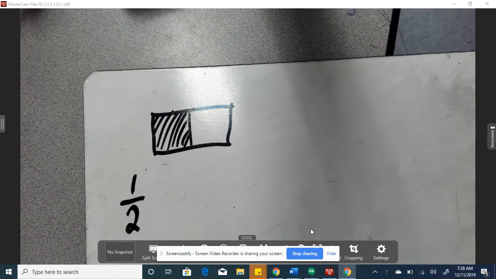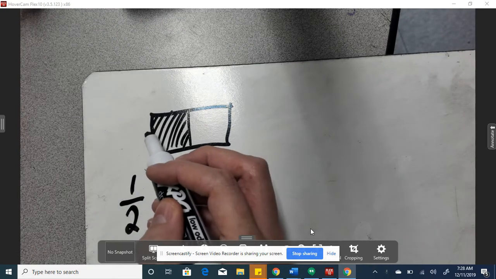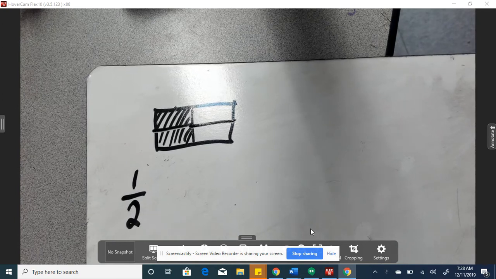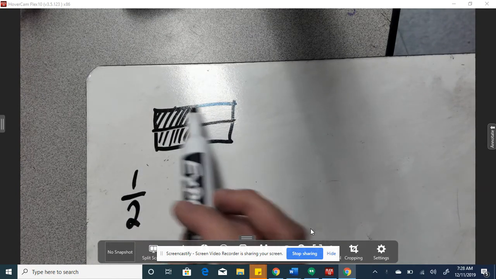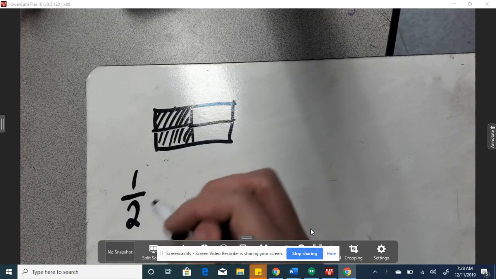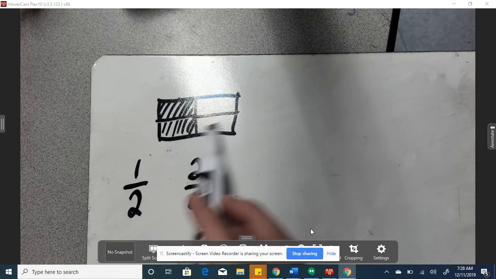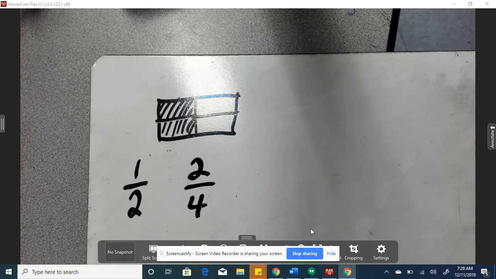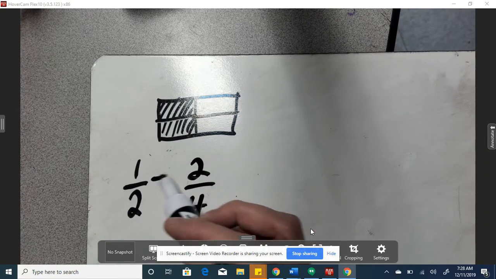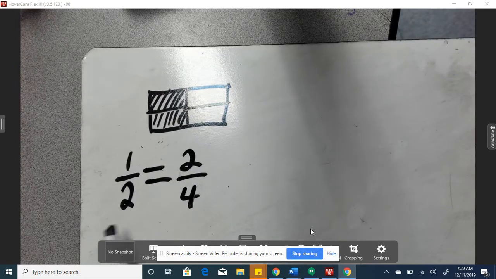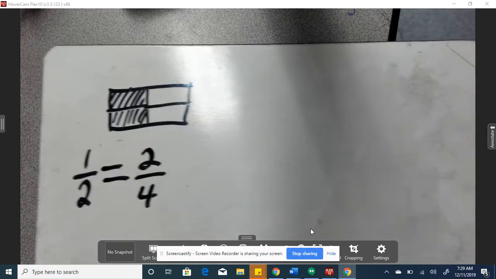We can do this by cutting each piece into two pieces. So we have that piece into two pieces and this piece into two pieces. Now we have 4 total pieces and 2 of them are shaded. Half of the entire fraction bar is still shaded, so that means these fractions are equivalent. They make the same amount shaded. We didn't add any more shaded part and we didn't take any away. So 1/2 equals 2/4. Let's do another one.